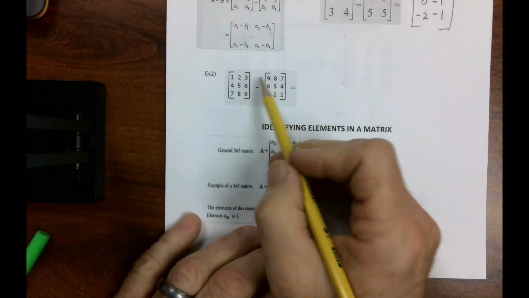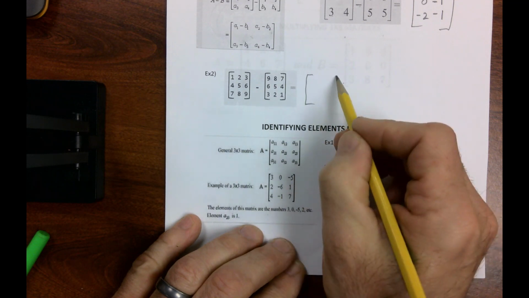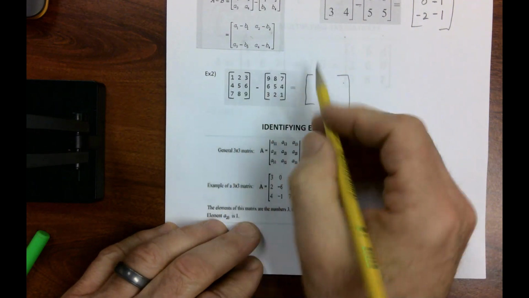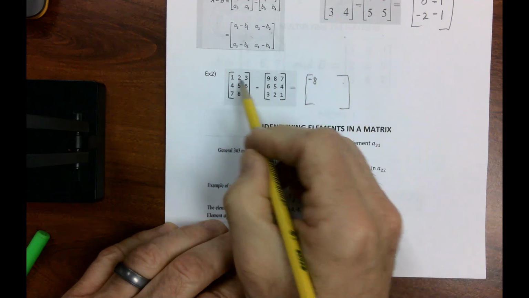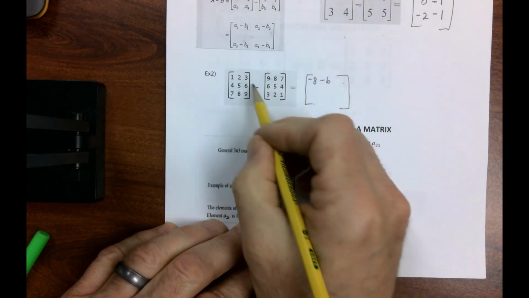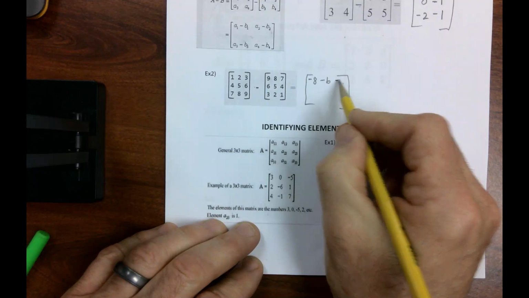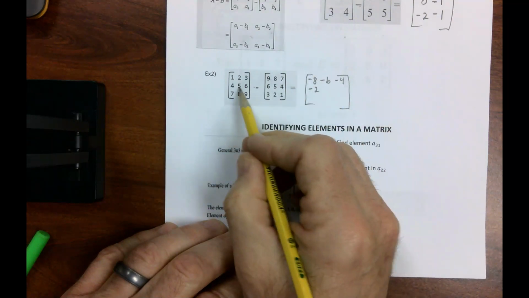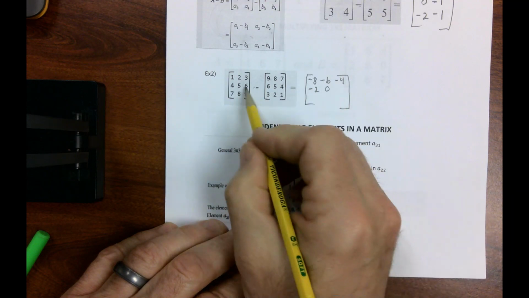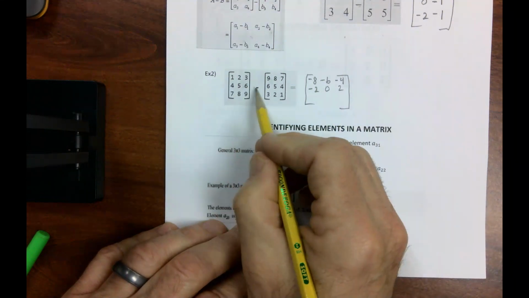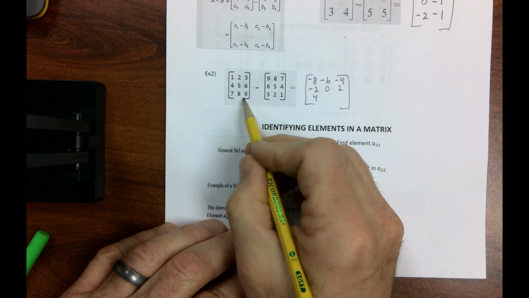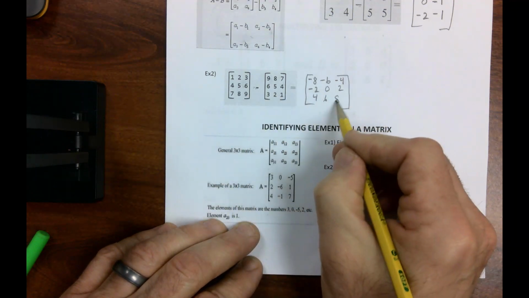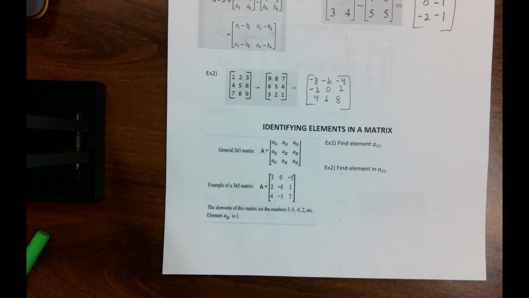So we're going to end up with a 3 by 3. 1 minus 9, negative 8. 2 minus 8, negative 6. 3 minus 7, negative 4. 4 minus 6, negative 2. 5 minus 5, 0. 6 minus 4, 2. 7 minus 3, 4. 8 minus 2, 6. 9 minus 1, 8. And that's it.